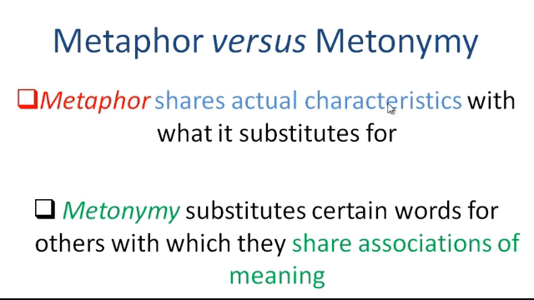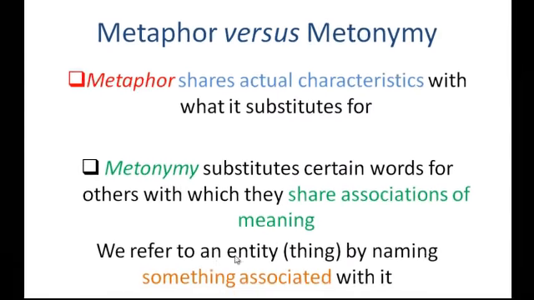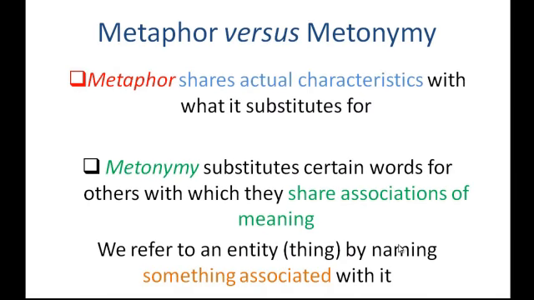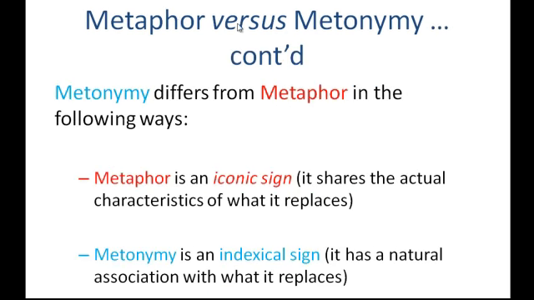A metaphor shares actual characteristics with what it substitutes for. Metonymy substitutes certain words for others with which they share associations of meaning. So just like we saw in the example of a suit or uniform or top floor. So we refer to an entity or thing by naming something associated with it, which is also similar to what happens with metaphor. Okay, we still continue looking at the comparison between a metaphor and a metonymy. Even though a metaphor may be similar to a metonymy, there are some differences. A metonymy differs from a metaphor in the following ways.